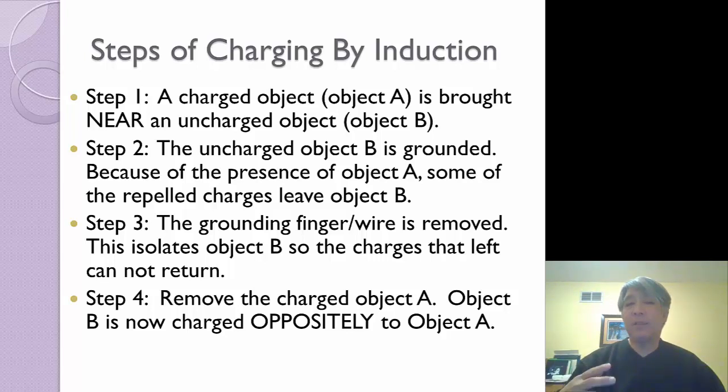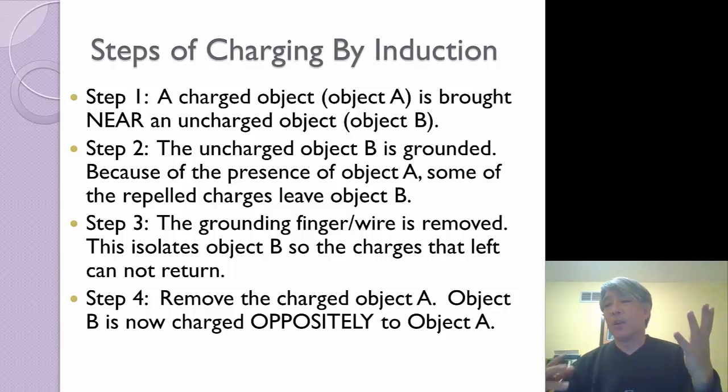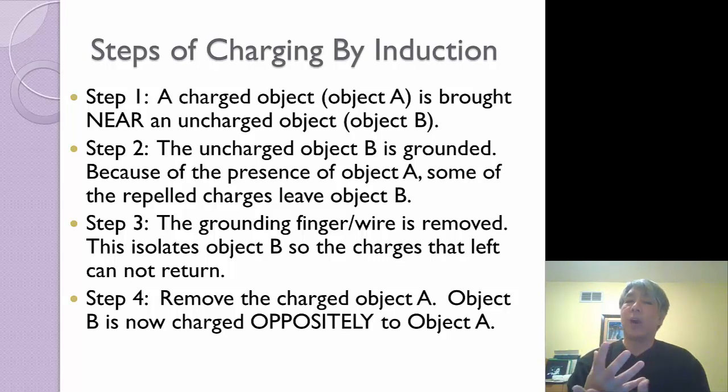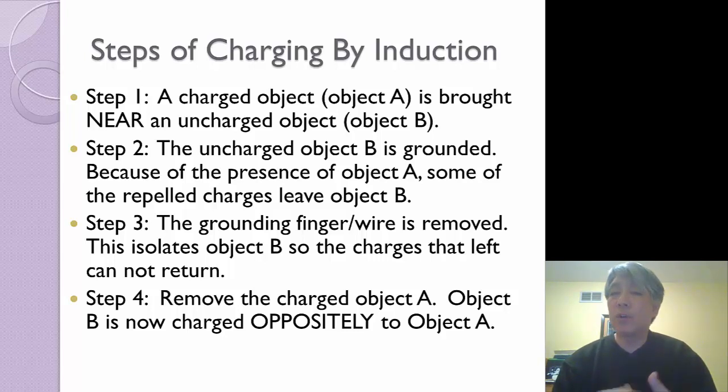If it's a positively charged object A, you can think of it as repelling the protons, but in reality, it's attracting electrons from the ground up. Then step 3 is I have to remove the grounding wire or the grounding finger. By removing it while object A is still there, it isolates object B so that the charges can't return to wherever they came from. Step 4, I remove the charged object A, and now object B is oppositely charged to object A.